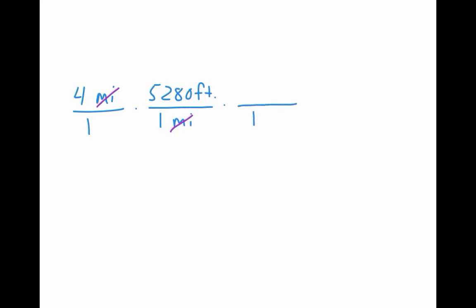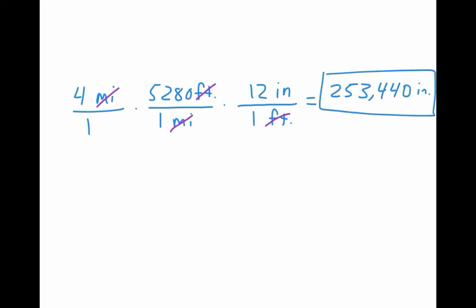So I could say, all right, if I put 1 foot right here, now I know my feet are going to cancel out just like my miles did. And I want to say, well, how many inches are going to be in 1 foot? And that'll be 12. So now I could do 4 times 5,280 times 12. So if I do my answer times 12, that now tells me it's going to be 253,440. And the only units that are left are going to be inches. So there's 253,440 inches in 4 miles.